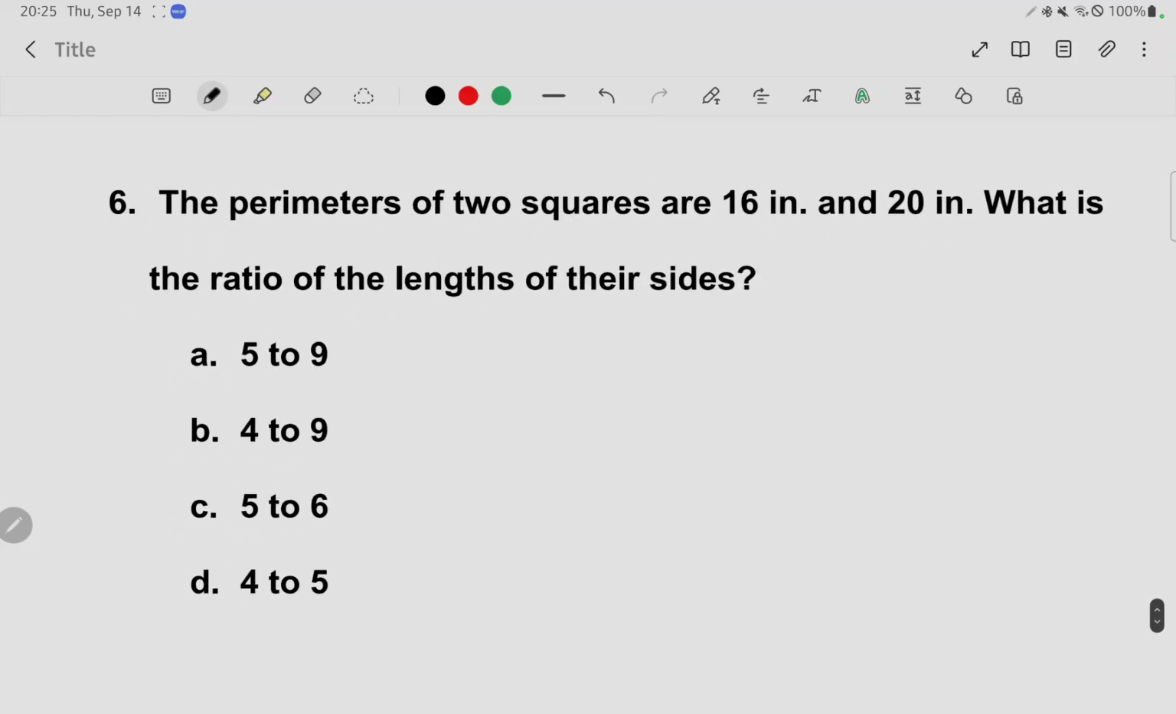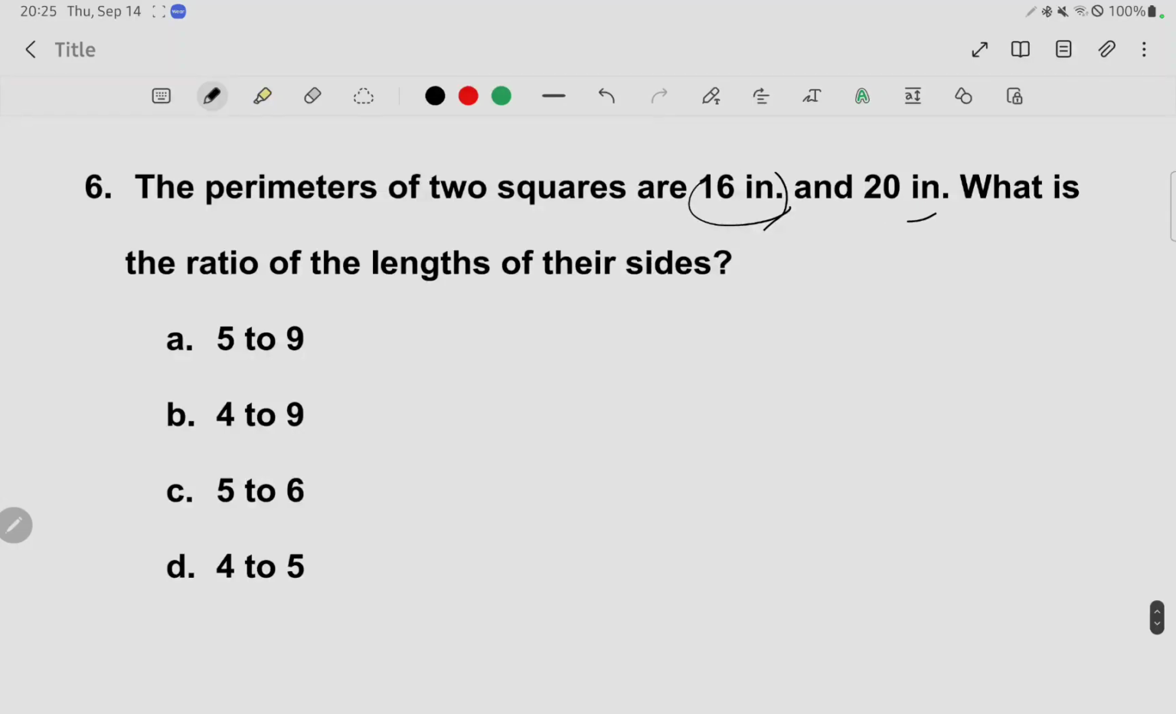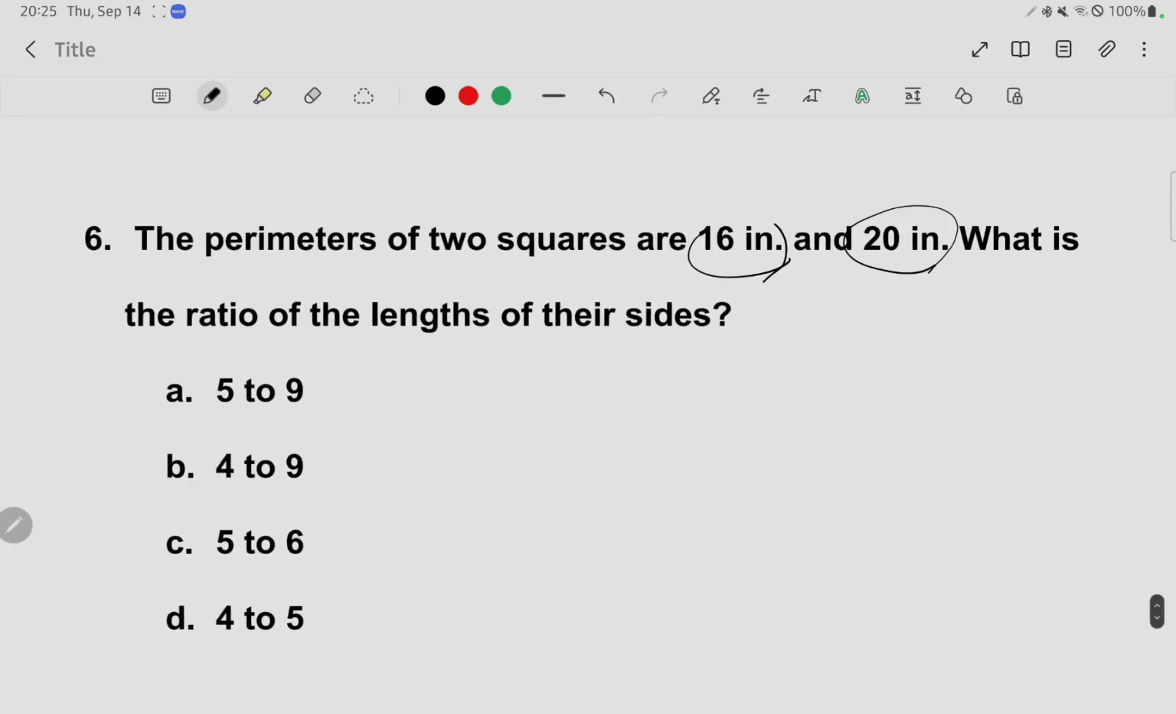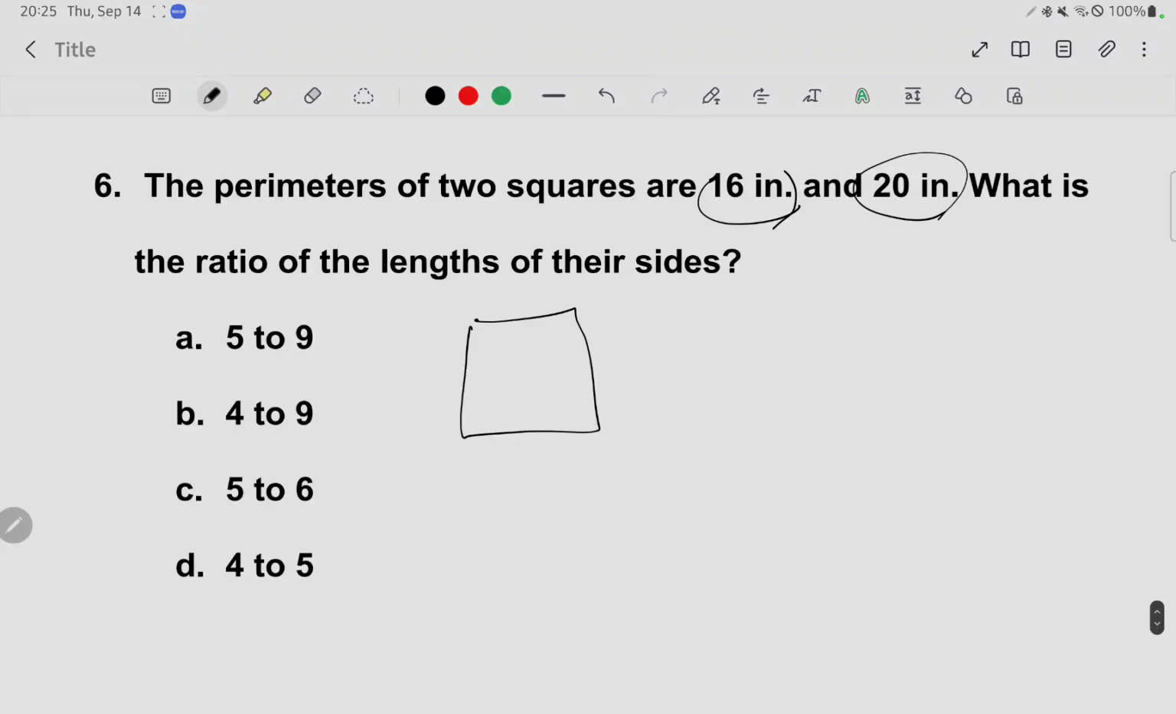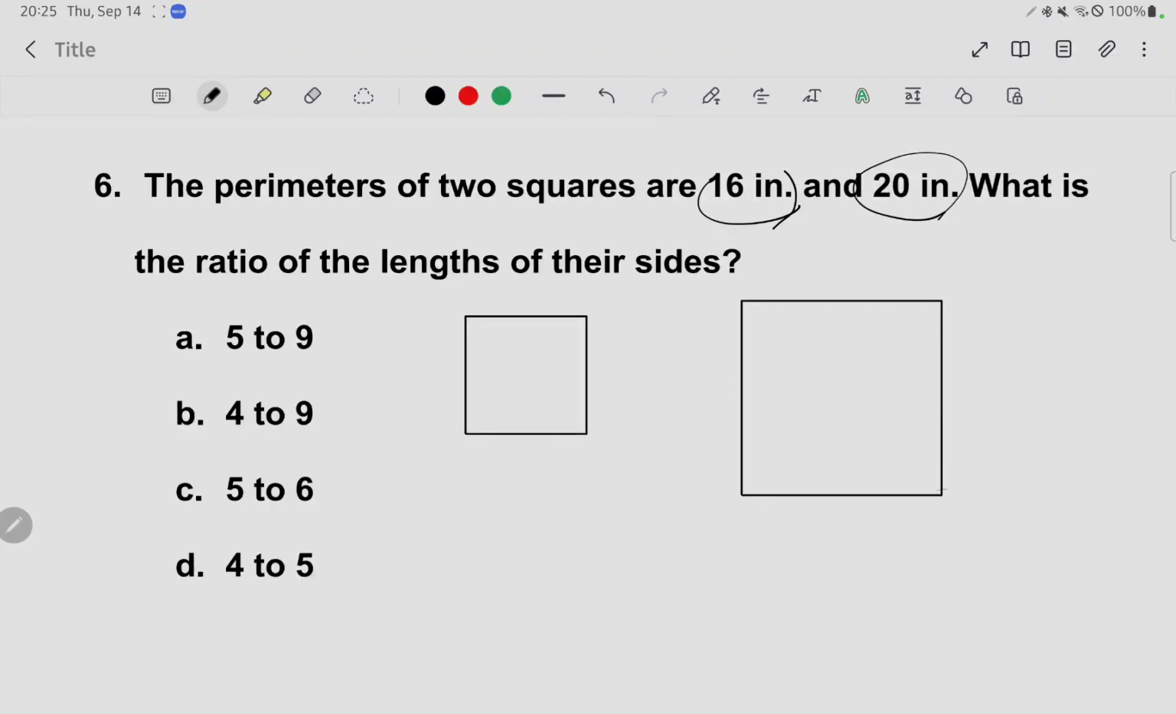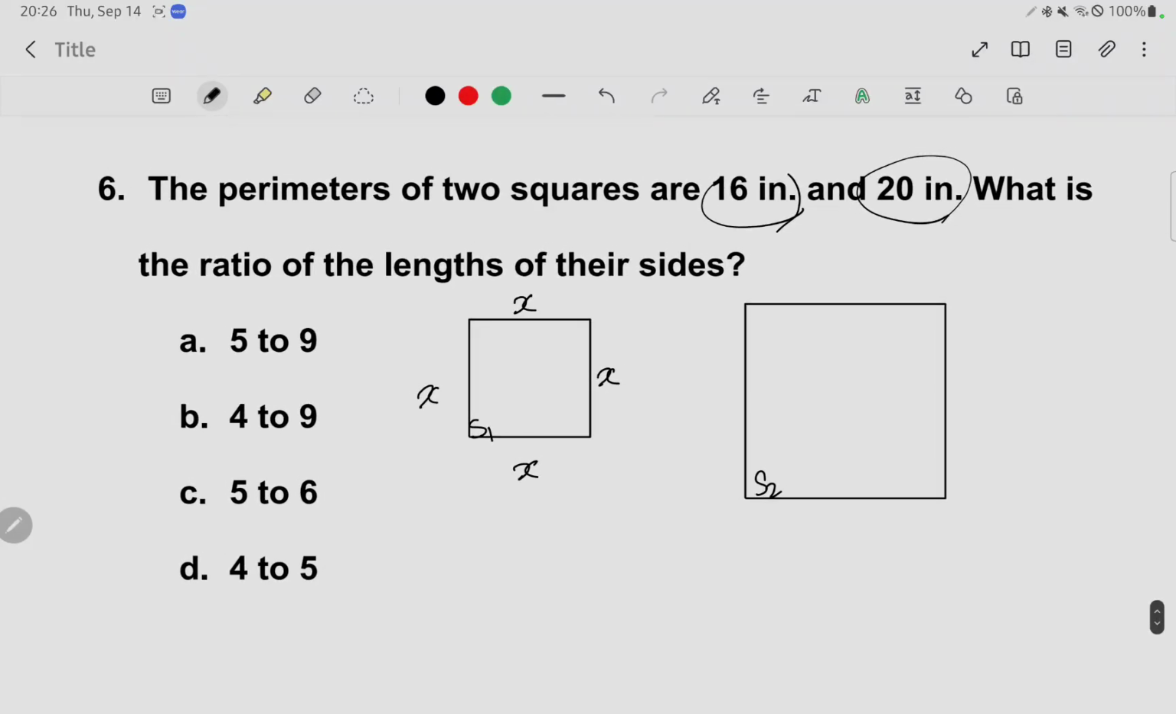Okay, number six. The perimeters of two squares are 16 inches and 20 inches. What is the ratio of the lengths of their sides? Okay, so squares are really special. So let me just draw two squares. Squares, unlike rectangles, are really special because each side has the same length. So basically, if one side is x, then the other sides are also going to be x. And then I'll need s1 for square 1 and s2 for square 2. And then if you look at square 2, if I make one side y, then the other sides have to be y, because that is the property of a square.